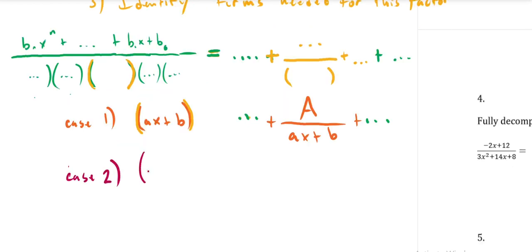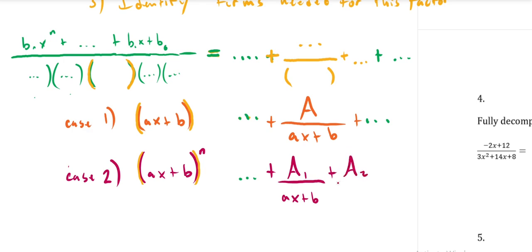Case 2, it looks like a linear factor, but the multiplicity is no longer 1. Let's say it's n. So if we saw something like this in the denominator, which, for example, could include x squared, amongst other things, then our corresponding factor over here that goes along with this factor on the bottom would look like a1, a constant, just a number, over ax plus b, plus, we're going to need another term, a2 over ax plus b to the 2, and we would have to keep going like this until we got all the way up to n.